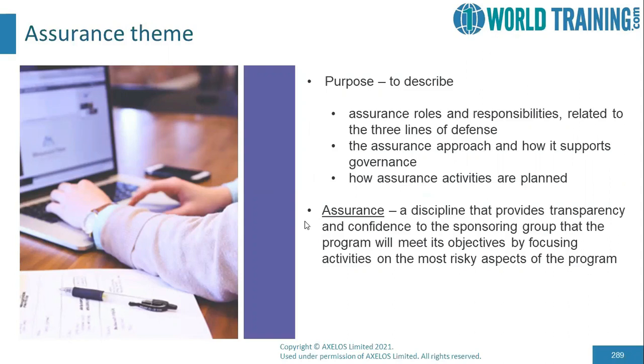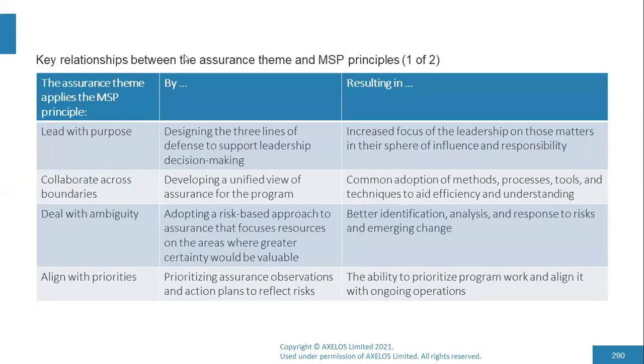Assurance is a discipline that provides transparency and confidence to the sponsoring group that the program will meet its objectives by focusing activities on the most risky aspects of the program. Meaning, because a program deals with change, it is subject to several risks. And how the program will deal with the most risky aspects needs to be clarified so that the confidence of the sponsoring group is better. Thereby, the program will meet its objectives. A lack of assurance or a poor assurance will prevent the program from meeting all its objectives. A simple example of assurance could be performing an audit.